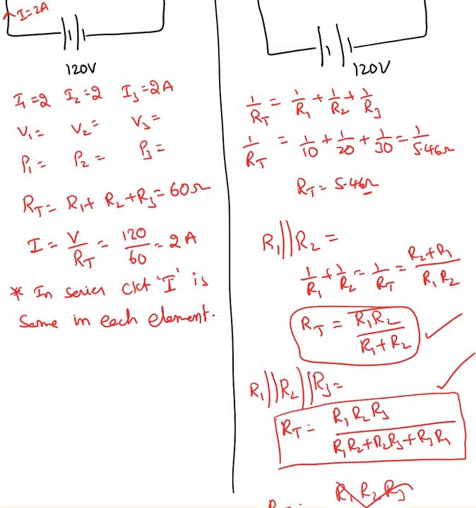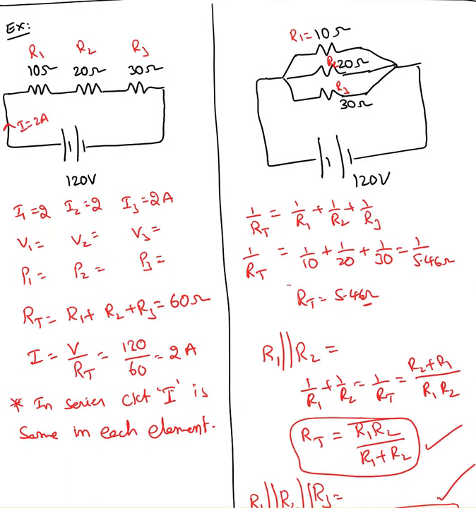Now when we solve it here, our R total is 5.46. As I mentioned, it is smaller than the lowest resistance.